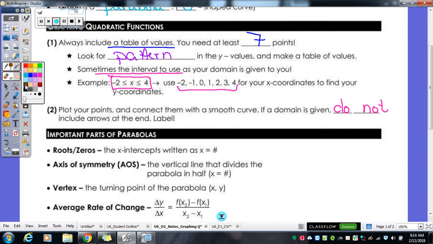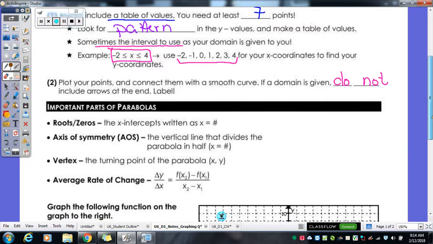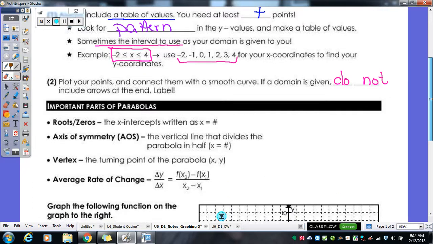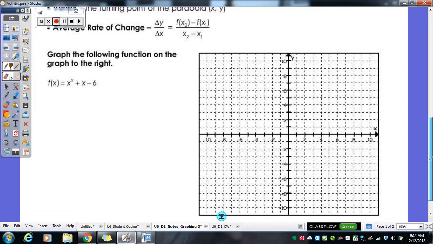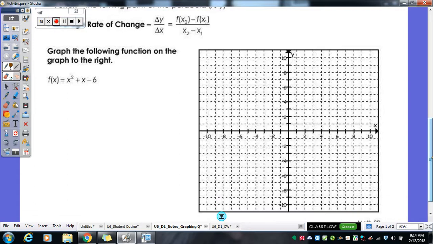So let's actually draw one first, and then we're going to go through and talk about these different parts up here. So they want us to graph x squared plus x minus 6. So we're going to have to copy our table of values down. So let's set up our table. We got our x, and then we got our f of x, because it wasn't a y equals equation, it was an f of x equals equation.